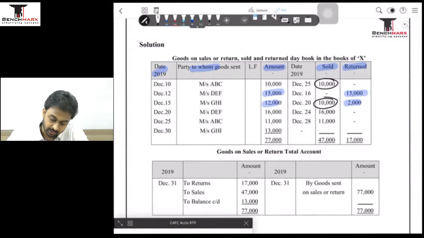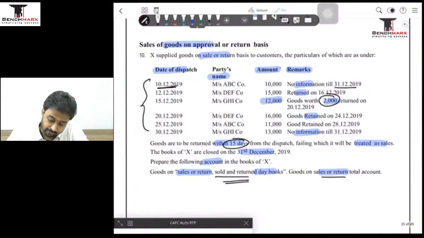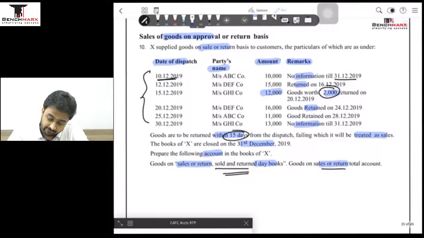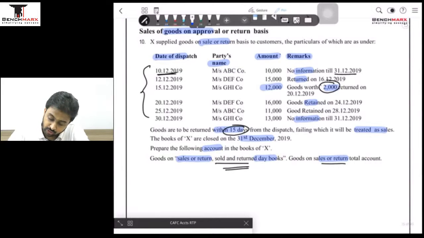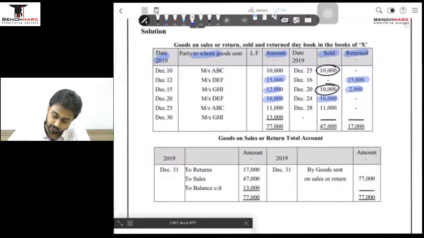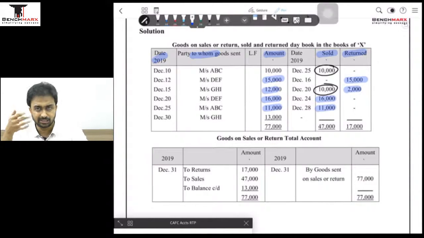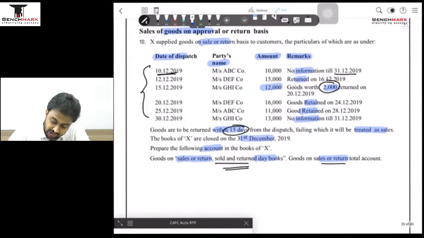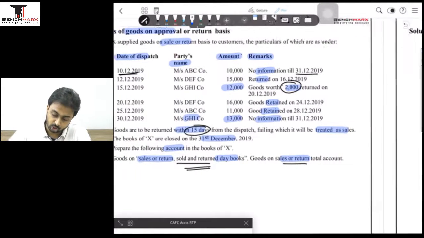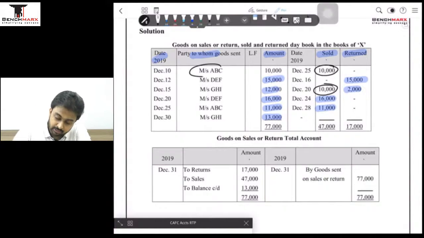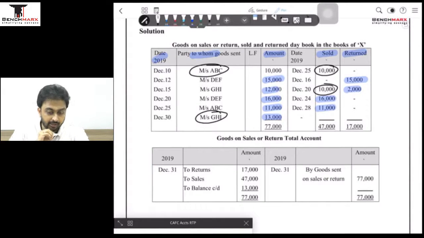ठीक है, आगे बढ़ेंगे. Then we have Messrs DEF 16,000 goods retained. So 16,000 I will record in the sold column here and 16 is the total amount column. ठीक है. Then we have Mr ABC ने फुल again retain कर दिया है. So it will be full 11,000 here and 11,000 here. रिटेन मतलब मैं ही रख रहा हूं, मतलब सेल्स हो गया. As far as GHI is concerned, 13,000 information has not been received.